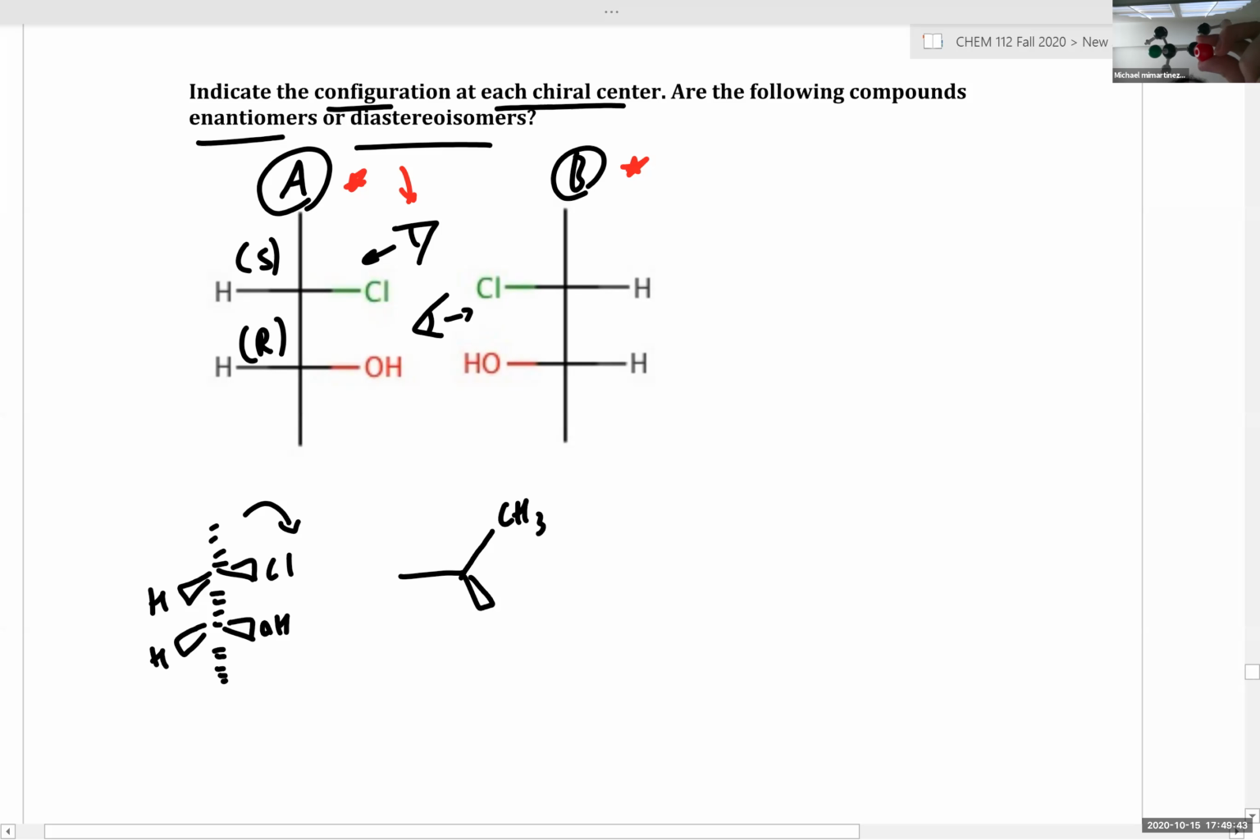So drawing what we see, we have our methyl group followed by, oops, sorry, wrong direction. So we have our methyl group followed by our alcohol with our hydrogen in the back. We have our methyl group and our chlorine with our hydrogen in the back. It's almost as if we looked at the molecule from the side opposite to our hydrogens. That's another way of thinking about this.